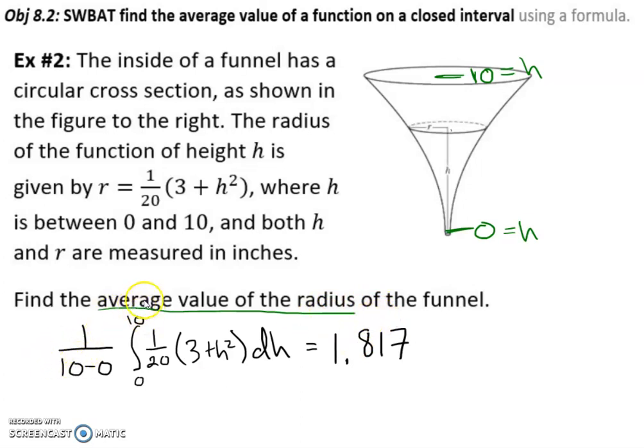The only other thing I want you to notice here is to make sure you give units. What we just found was the average radius. The radius is measured in inches, so we want to make sure that we say that this is in inches. The reason I want you to be careful here is we've done problems like this before, average slope, and if this was the average slope of the radius, it would be in something like inches per second or inches of radius per inch of height. That's not this case. This is the average amount of inches, and that's it, 1.817.